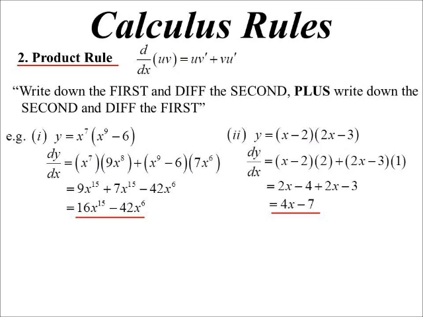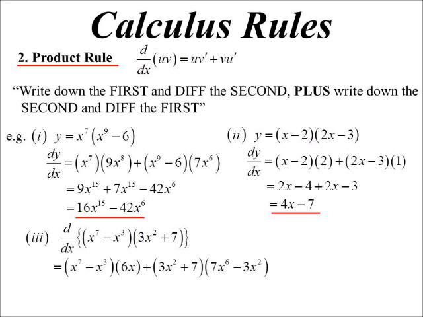Speaking of trying to complicate things that don't need to be complicated, look, I just thought I'd throw a few higher powers in there just to go, whoa, this looks a bit more complicated. But it's still just a product of two things, so write down the first, x to the 7 minus x to the 3, diff the second. 3x squared plus 7 differentiates to give 6x. Plus, write down the second, 3x squared plus 7, diff the first, 7x to the 6 minus 3x squared.